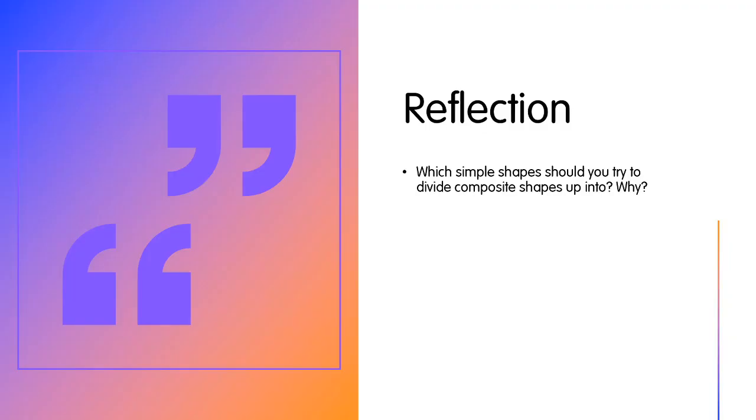Our reflection here is which simple shapes should you try to divide a composite shape up into? And when you're answering that, why do we want to go to those simple shapes?